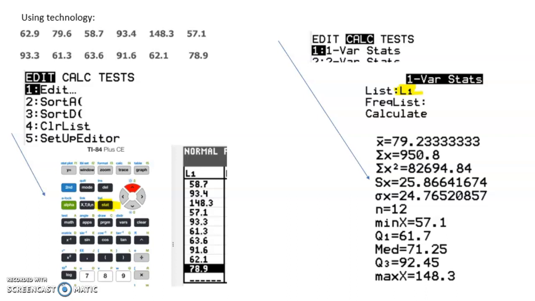This is stuff that you don't have to find if you're using your technology. At the top, x bar, this is going to be your mean. So are we ready here? Yeah. Right here, this is your average, this is your mean.